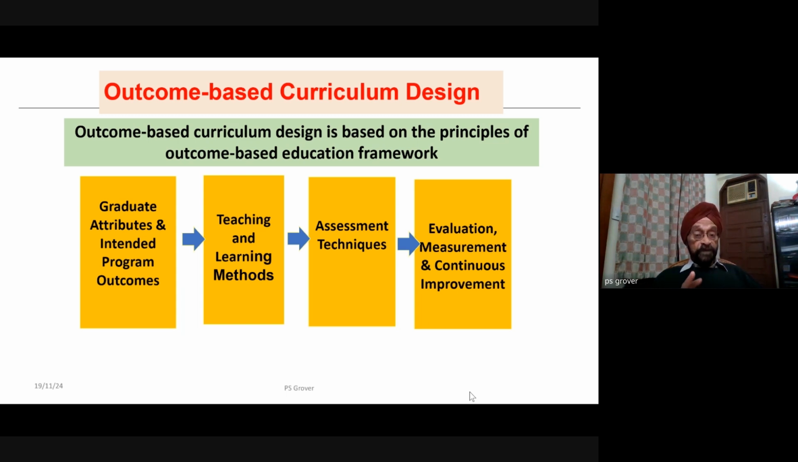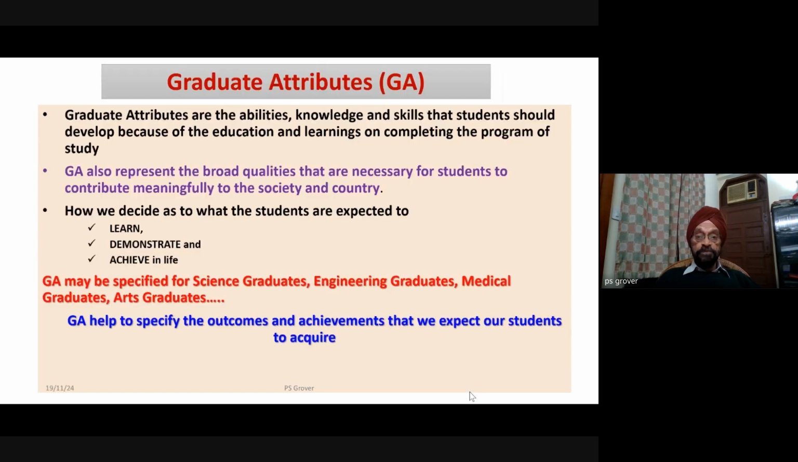And this framework says define what you want your students to learn: define the graduate attributes, learning outcomes, and define the appropriate teaching and learning methods. For example, examination is good to judge the knowledge, but examination is no good to judge critical thinking skills. Then assessment techniques, evaluation and measurement. How will you evaluate it, measure it, and demonstrate continuous improvement? So curriculum has to be such that it takes into consideration the requirements of the stakeholders and demonstrates continuous improvement.